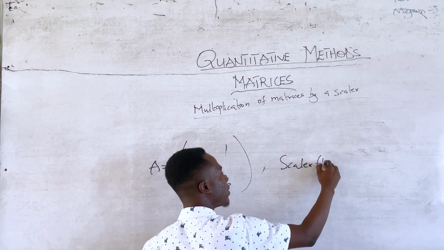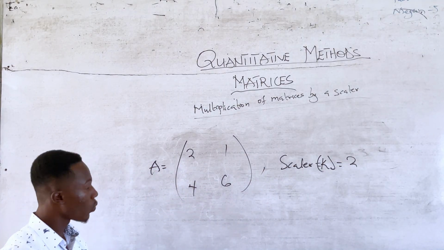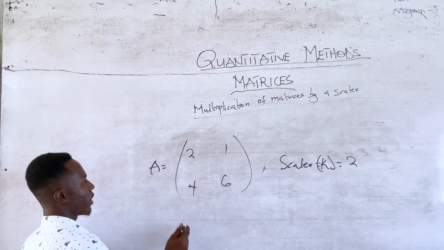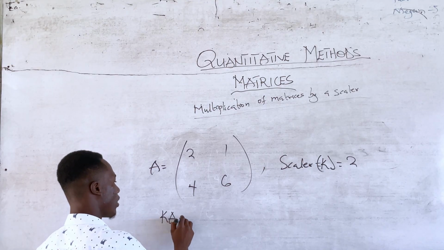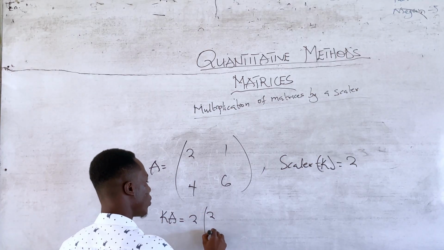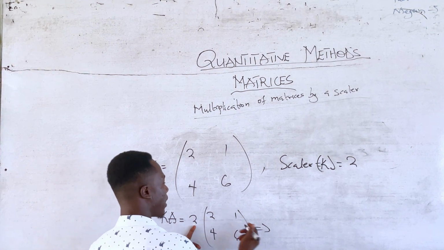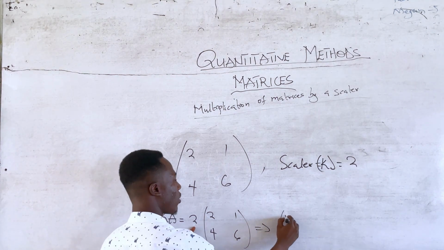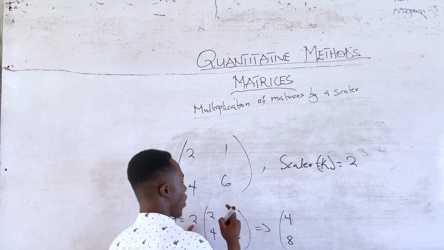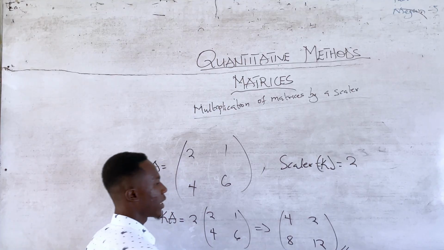A scalar is normally represented by what? k, right? Let it be 2. What you are going to do here is use the 2 to multiply the whole matrix. So we say k multiplying A is equal to 2 multiplying the matrix 2, 4, 1, 6. So 2 times 2 is 4, 2 times 4 is 8, 2 times 1 is 2, and 2 times 6 is 12. So this is your final answer.